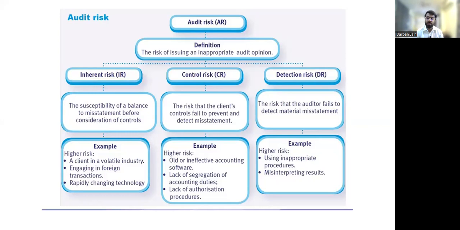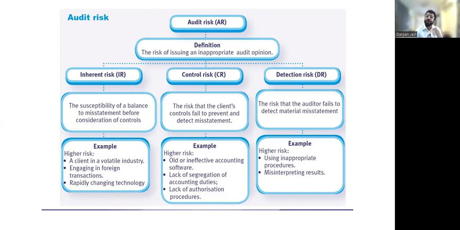Clear? So risk of material misstatement, the risk that the financial statements contain misstatements, can be broken down into inherent risk and control risk. That risk of material misstatement along with detection risk forms audit risk. What is audit risk? Audit risk is the risk of you issuing a wrong opinion. So if there are material misstatements and you failed to detect them, then there's a wrong opinion.